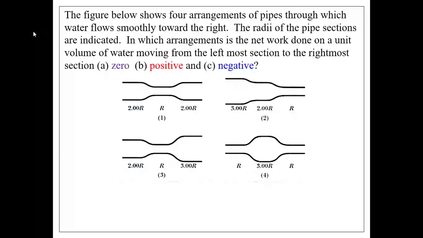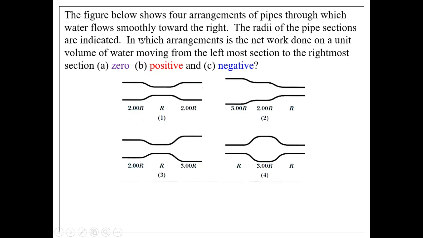In this particular video, I'll show you how to attack a few multiple choice questions regarding fluid dynamics. In this first one, it says the figure below shows four arrangements of pipes through which water flows smoothly towards the right, and the radii of the pipe sections are indicated. As you can see here, this is 2R, R, and 2R, and so on for 4 different diagrams.